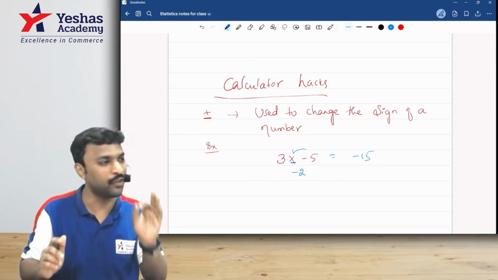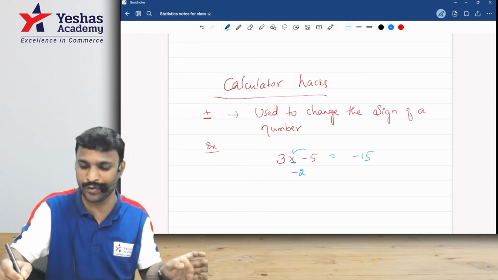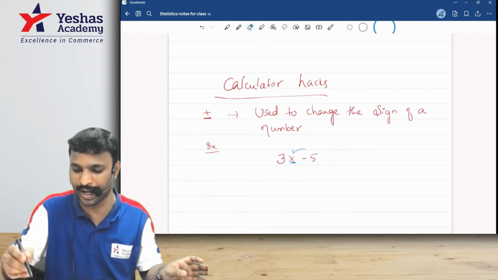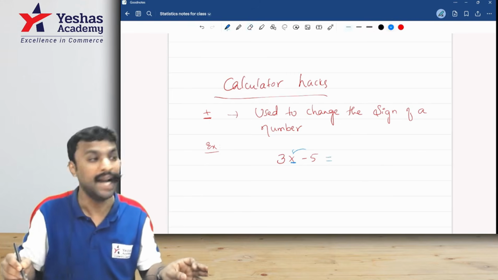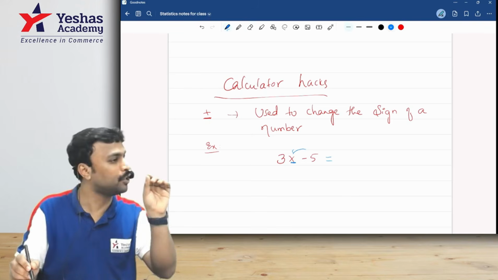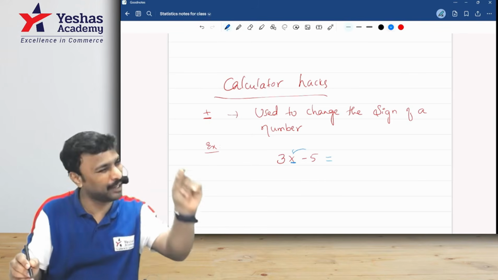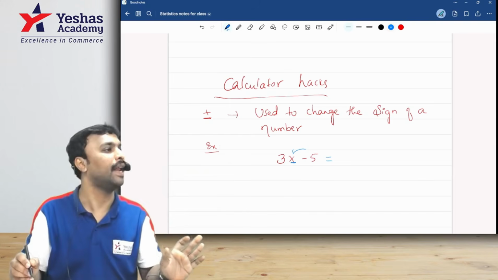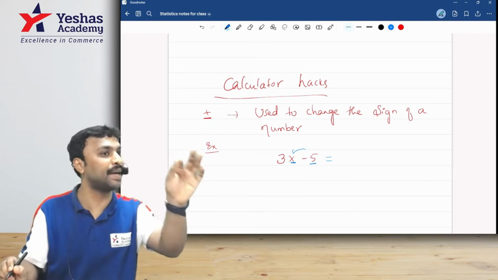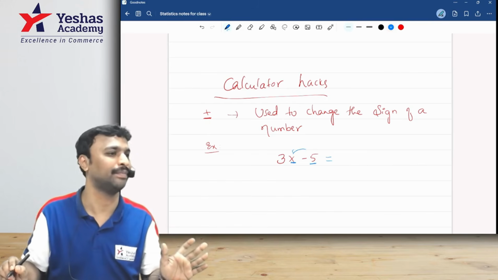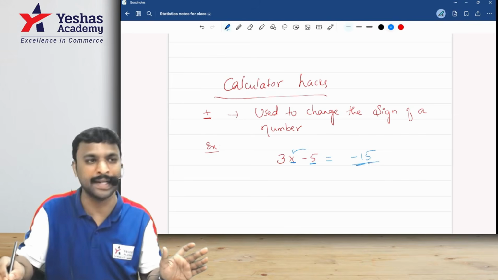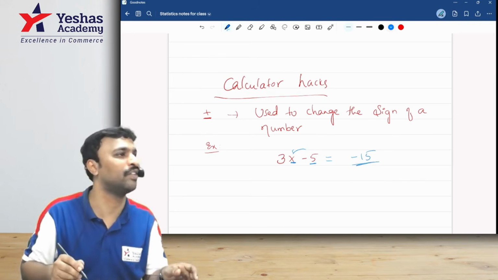Please understand, if you want to do 3 into minus 5 in your calculator, to get the correct answer, everybody do it with me. Type 3, press into. Now, you should not be doing minus 5, do into 5 only. Now, 5 should be made negative, right? How to make it negative? Press the plus or minus button. So, how much is it showing? Minus 15. Have you understood?